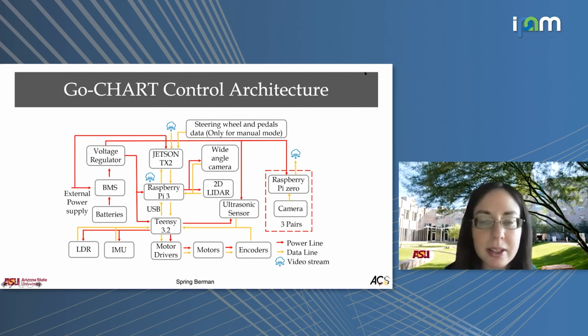Okay, so here's the control architecture. And again, the robot has both an autonomous mode and a remote control driving mode. So there's a Jetson TX2 in order to process large amounts of data, like vision data for doing tasks like object identification using deep learning algorithms. It has a Raspberry Pi 3, which does the high-level control tasks and runs the robot operating system. And there's a Teensy microcontroller for the low-level tasks like getting sensor data and driving the motors.